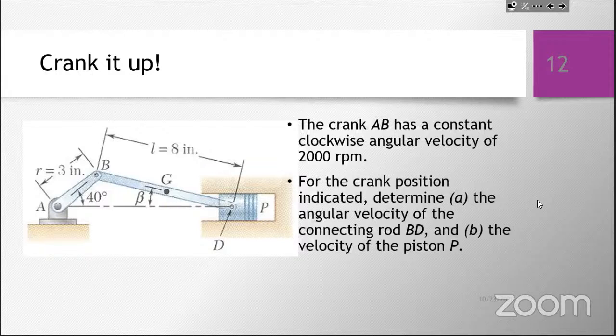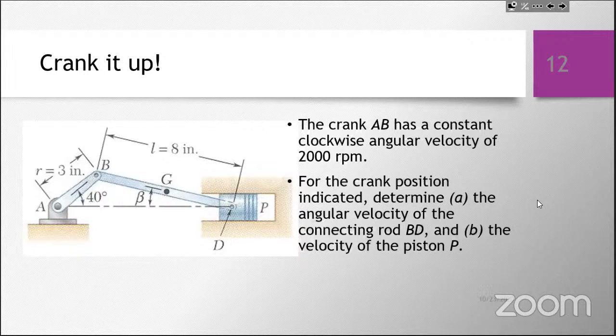this is in a housing, right? This is a piston in a housing. This piston cannot move up or down. It can only move left and right, which simplifies this problem, right? Because I know that the velocity of point P, the velocity of the piston, has to be horizontal in one direction or the other.